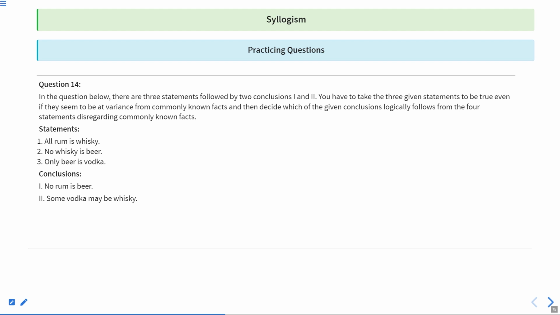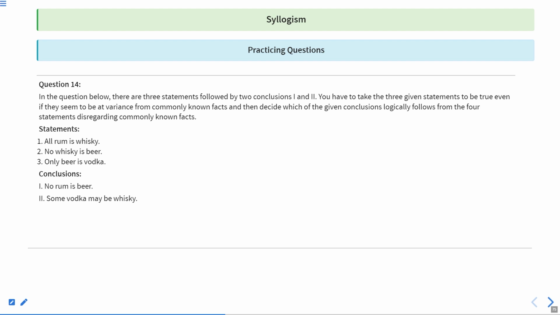So now in this particular lecture series, we will be continuing with the important questions that we are going to discuss. So right now, if you are able to see the screen, there is a question in front of you. In the question below, there are 3 statements followed by 2 conclusions, that is 1 and 2. You have to take the 3 given statements to be true.